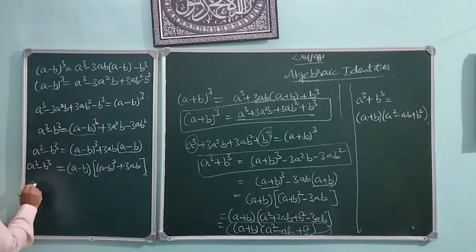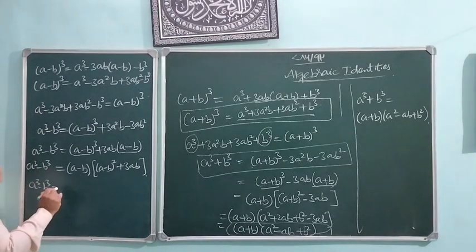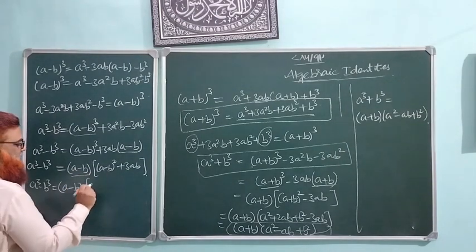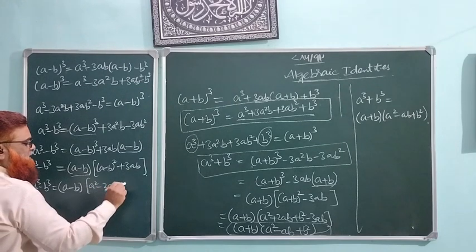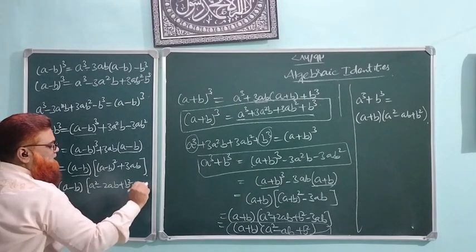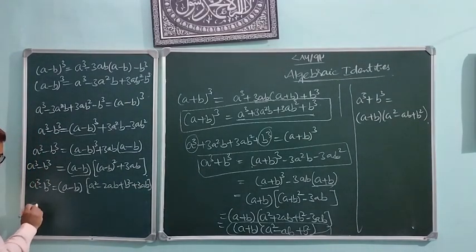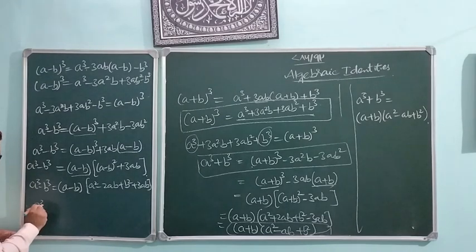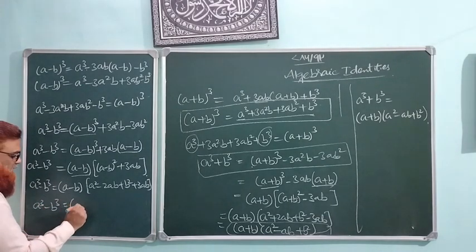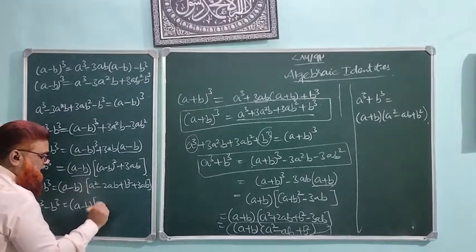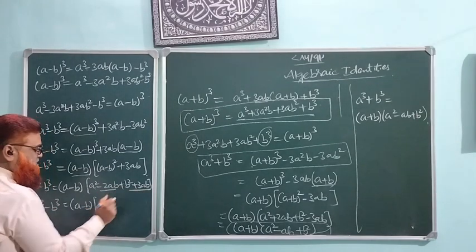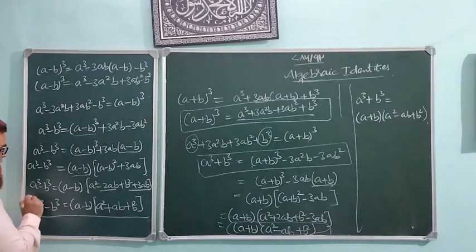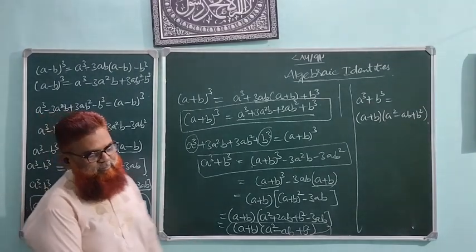Alright. This is equal to a cube minus b cube is equal to a minus b into, expand it, a square minus 2ab plus b square plus 3ab. So a cube minus b cube is equal to a minus b into a square minus 2ab plus 3ab, which is just plus ab, plus b square. This is the form of a cube minus b cube. I hope you followed it.